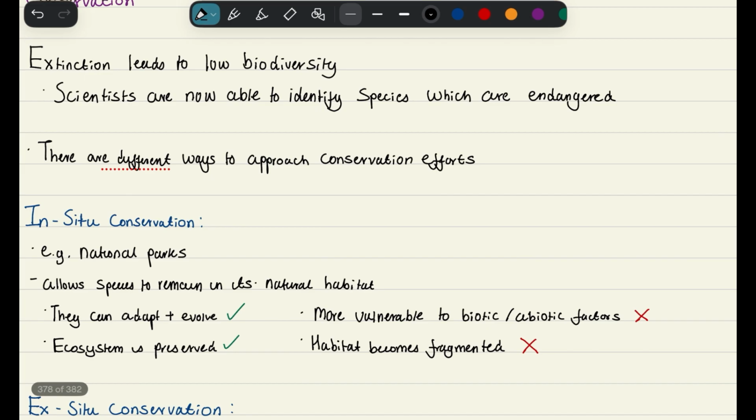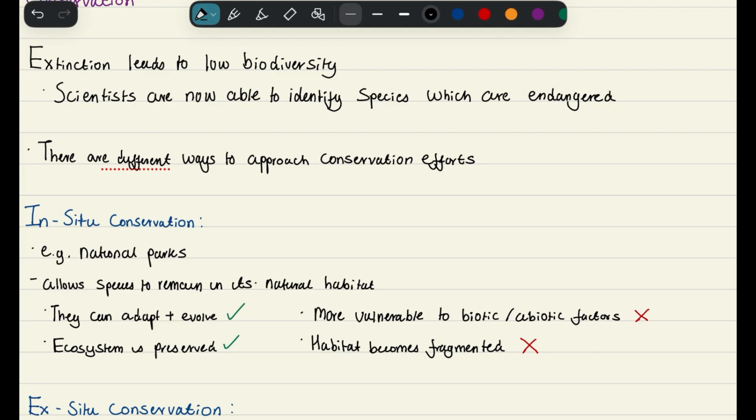So we have in situ conservation, and this might be like a national park that you might see. Now, what's good about national parks or in situ conservation is you get to keep the animal or the species in its natural habitat. So they can adapt, evolve as normal because they're going to have to be looking for their own prey. You're just kind of monitoring the environment. And also you preserve that ecosystem. So those are all good things.